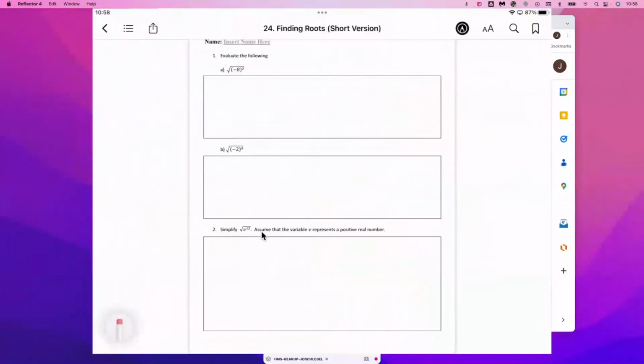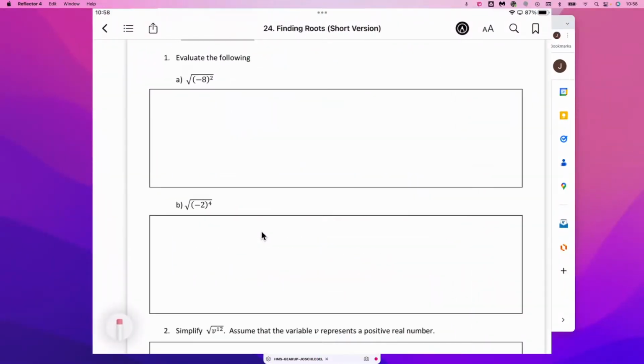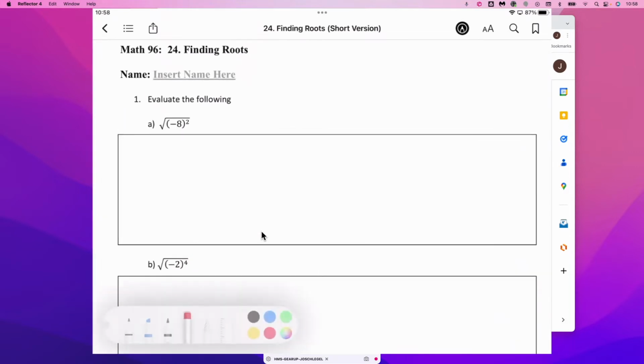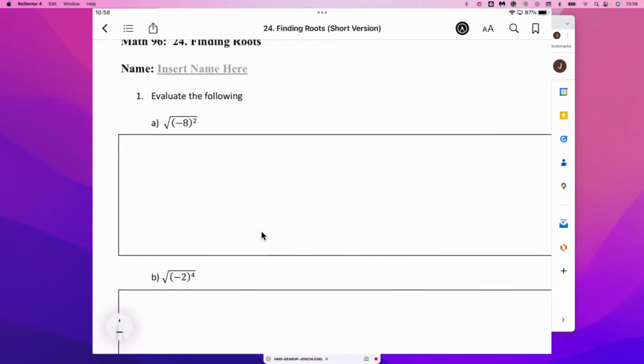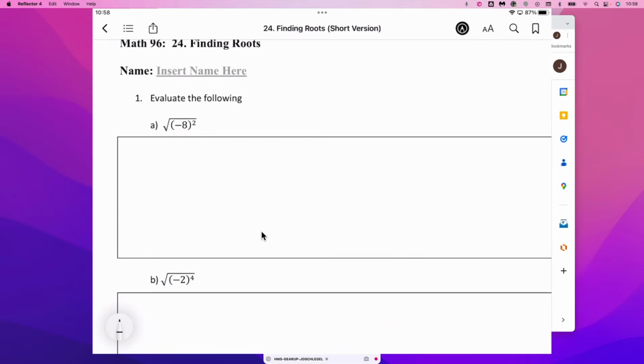So here with homework 24, we've got some square rooting stuff going on here. And so we're going to get right to it. We've got square root of (-8) squared.